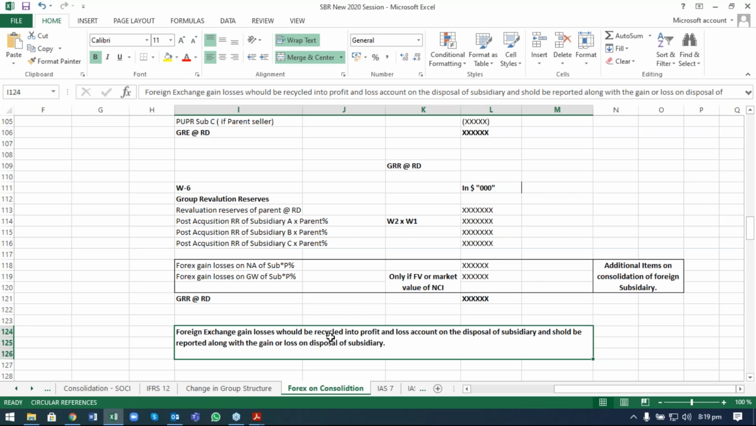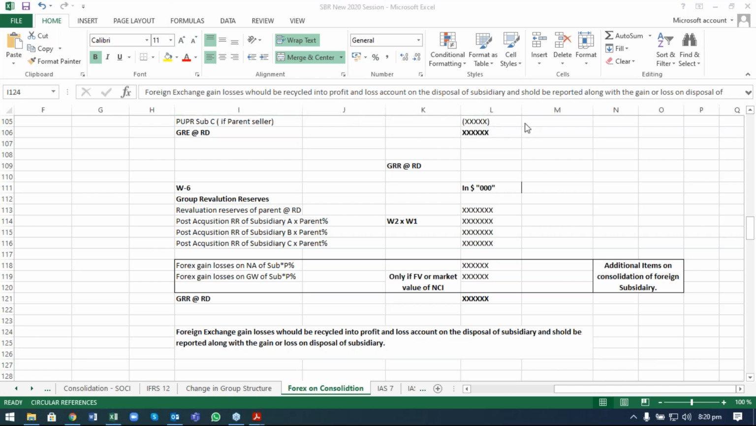Recycling means what? Those revalues, those foreign exchange gain losses should not directly move from other components of equity to the retained earning, but first should be charged to profit and loss account as either income or expense. That will ultimately increase the profit of the year, and with the increased profit, that profit goes into the retained earning ultimately. Right? Any question right now?